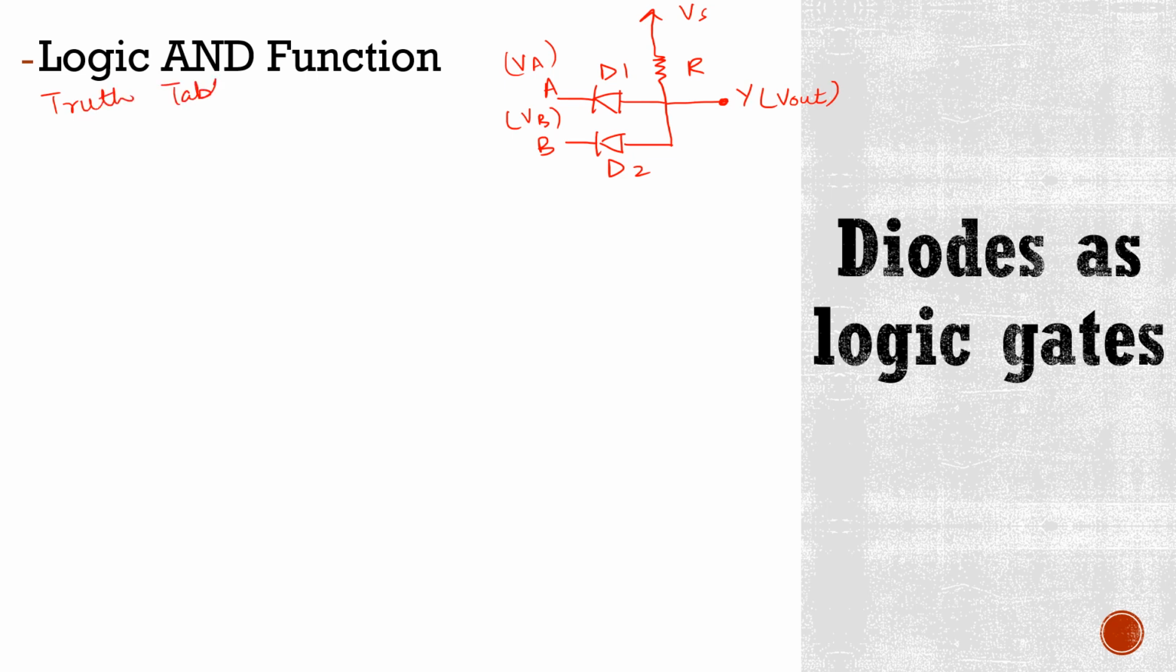Here truth table is A, B, Y, and as there are two input variables, it means number of combinations will be 4. In first condition, both inputs are off. In second condition, input A is on and B is off. In third condition, input A is off and B is on, and in fourth condition, both inputs are on.